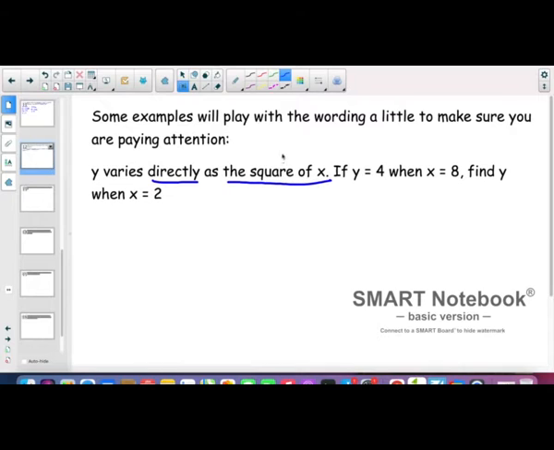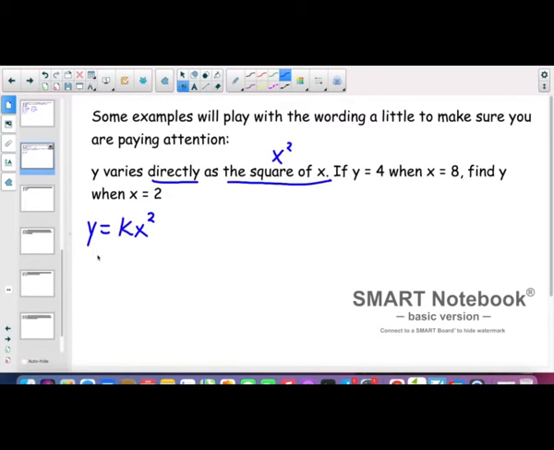The square of x is x squared. Okay, so if y varies directly as the square of x, instead of having y equals kx, we're going to have y equals kx squared, because y varies directly as the square of x. And then everything else from this point is very straightforward.